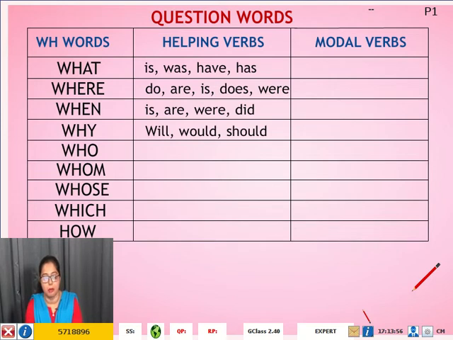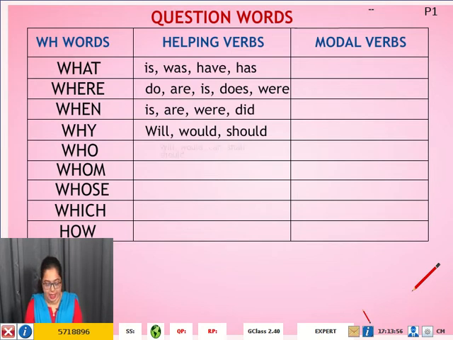So we'll come to the next one. The next WH word is why. So why, will, would, and should. For example, why will you go there? This kind of sentences we can make using WH words and helping verbs. In a sentence, when we are using WH words, with every WH word there will be a be verb or a helping verb. Did you understand the point? Okay, very good.